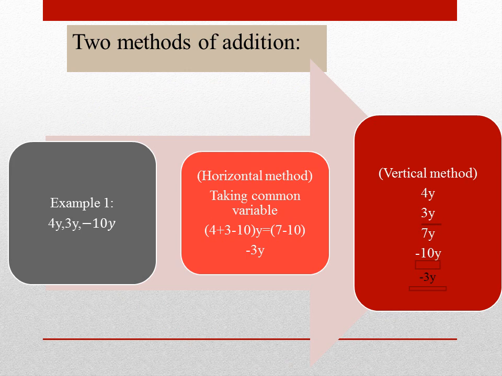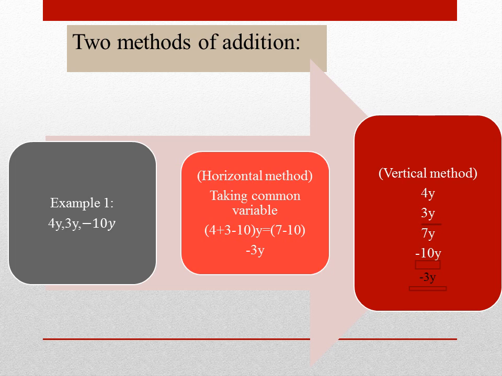There are two methods of addition: horizontal method and vertical method. There are three terms: 4y, 3y, minus 10y. In the horizontal method, we take the common variable outside the bracket, and in the bracket we take only the coefficients. First coefficient is plus 4, plus 3, and the third one is minus 10. 4 plus 3 is 7. 7 minus 10 is minus 3y. Why is this minus 3?